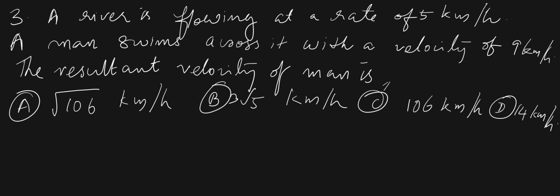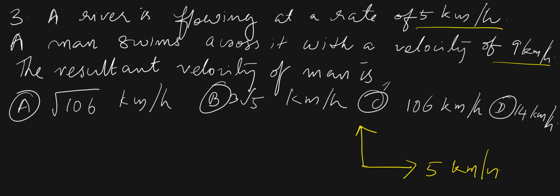A river is flowing at a rate of 5 km per hour. A man swims across it with a velocity of 9 km per hour. The resultant velocity of man is. It is said that a river flows at a rate of 5 km per hour and across it a man is swimming with a velocity of 9 km per hour.